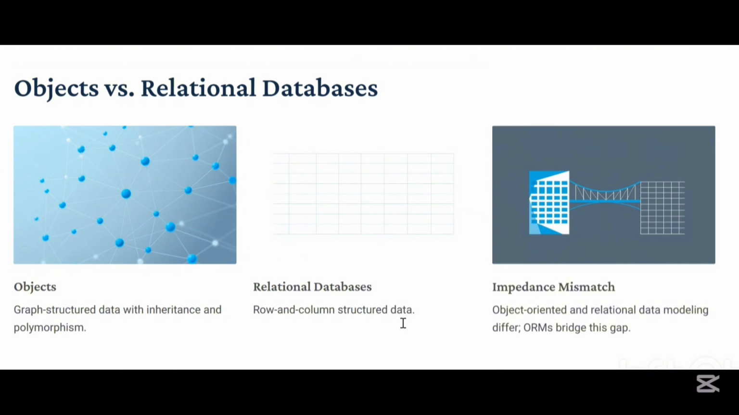Now we will go on to object and relational databases. Objects represent the data and behavior in a graph structure, and support inheritance and polymorphism. Relational databases store structured data in rows and columns. And impedance mismatch: there is a fundamental difference between how data is modeled in object-oriented and relational databases. The ORM bridges this gap.